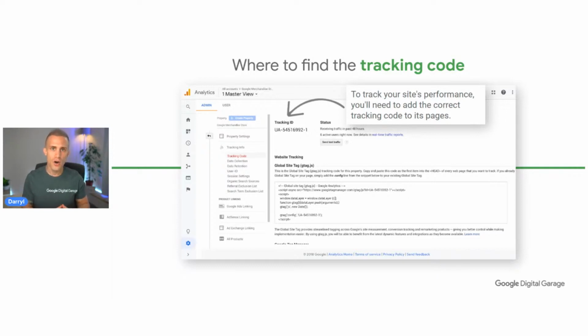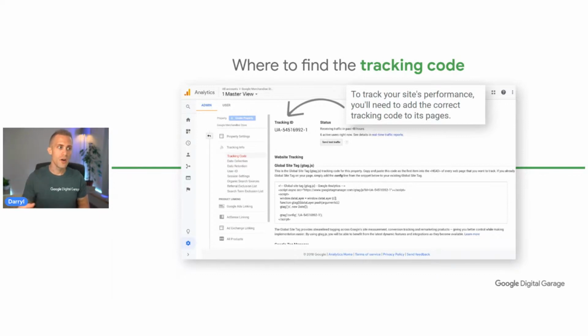Now, the tracking code is going to allow you to create a data stream. When you create a data stream, essentially think of it as your website and Google Analytics. You are going to create a data stream between the website and Google Analytics. This is essentially what we're going to do by adding this tracking code.